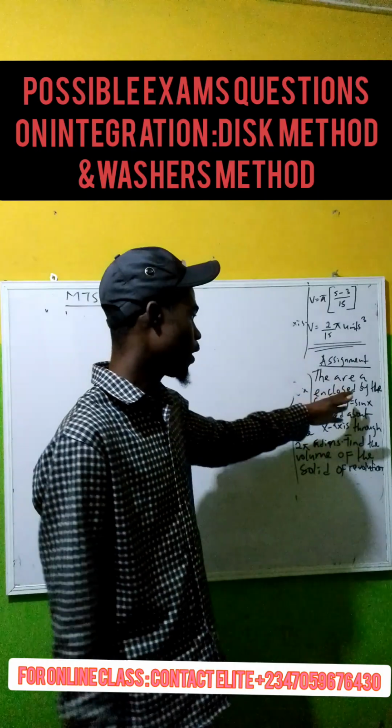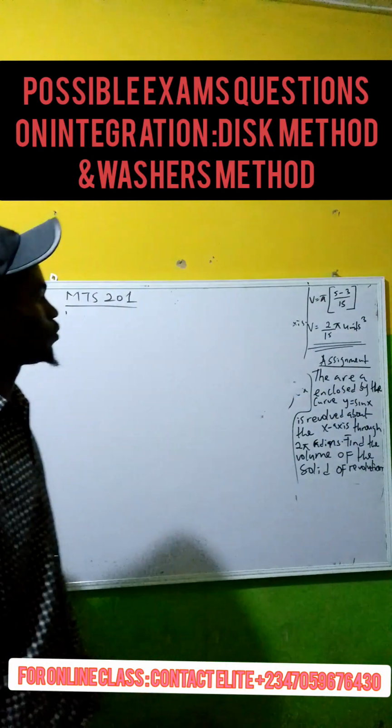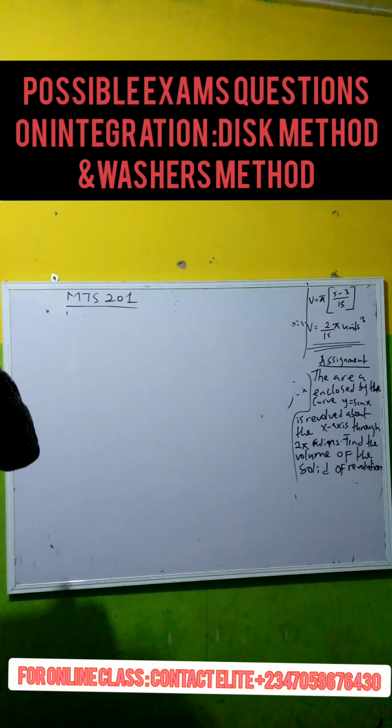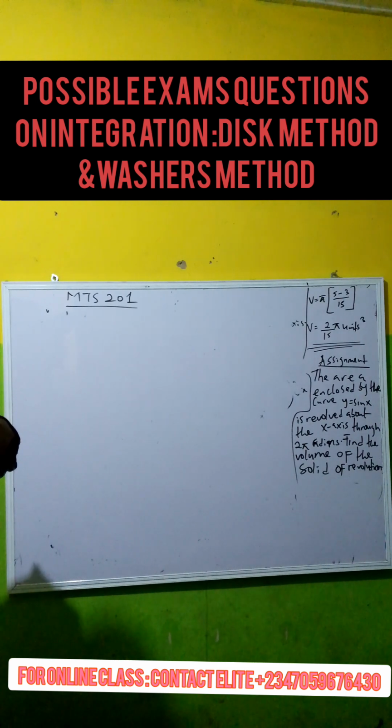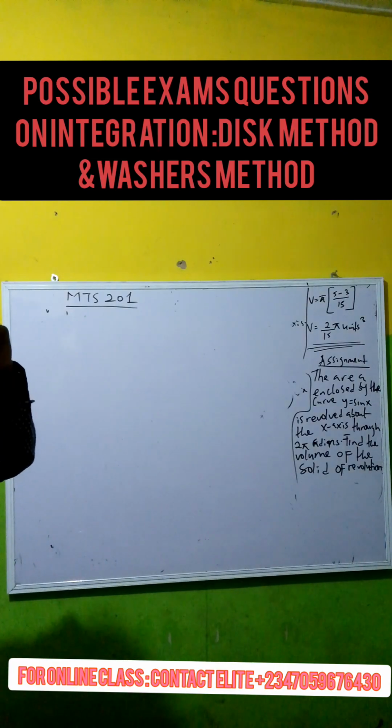Looking at this, the area enclosed by the curve y equals sine x is revolved about the x-axis through 2 pi radians. Find the volume of what? Of the solid of revolution. So it's very clear that this one is a sine graph.